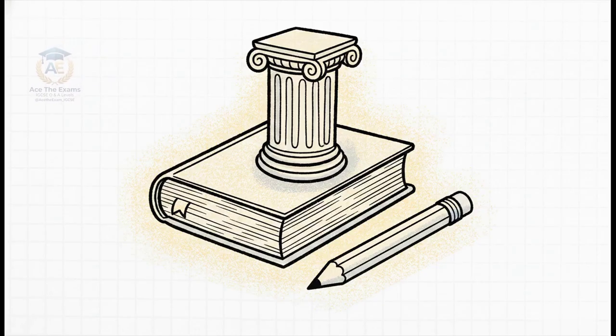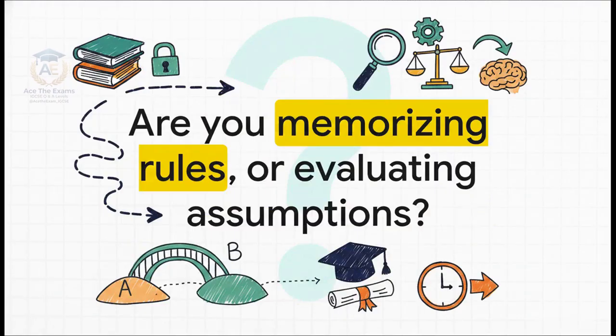As we wrap up this masterclass on IAS 37, I want to leave you with a provocative question to guide your future study sessions. Look at your own notes tonight and ask yourself, are you just memorizing rules, or are you actively evaluating assumptions? The Cambridge 9706 exam doesn't just test your memory, it tests your capability as a professional accountant to systematically analyze and evaluate complex information. You need to shift your mindset from rote memorization to true evidence-based reasoning.